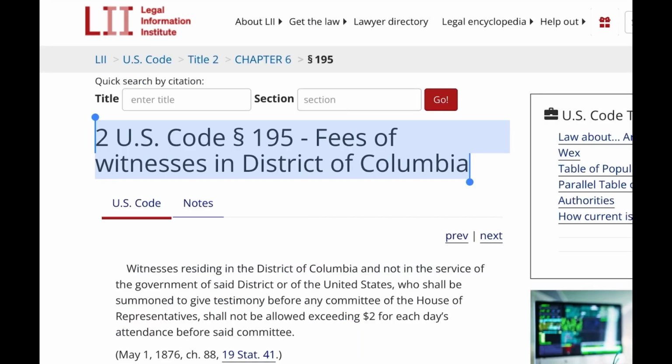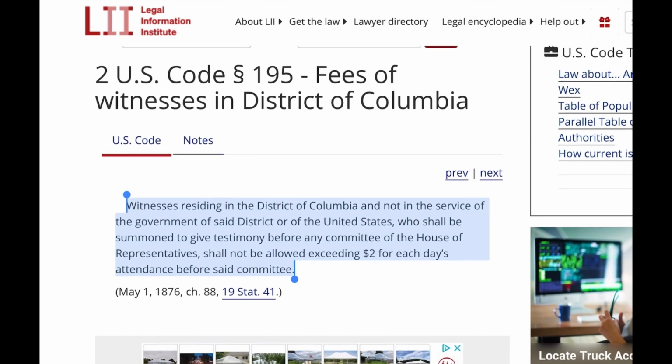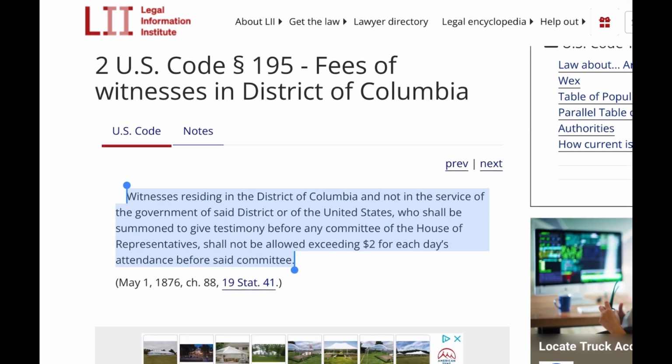2 U.S. Code Paragraph 195. Fees of witnesses in District of Columbia. Witnesses residing in the District of Columbia and not in the service of the government of said district or of the United States, who shall be summoned to give testimony before any committee of the House of Representatives, shall not be allowed exceeding $2 for each day's attendance before said committee.